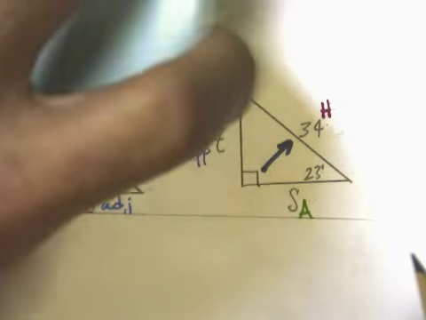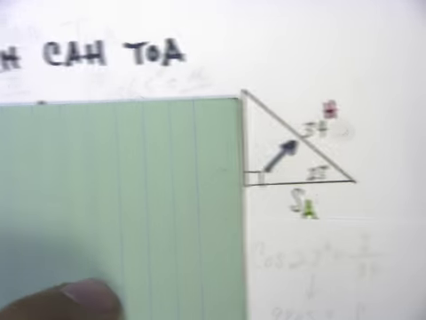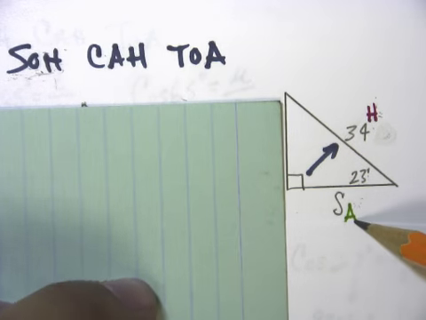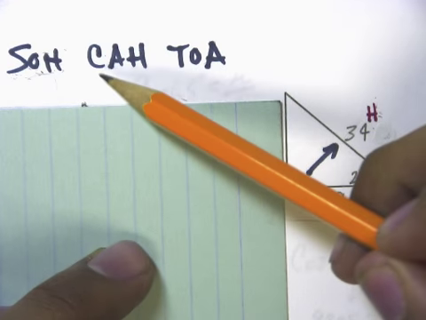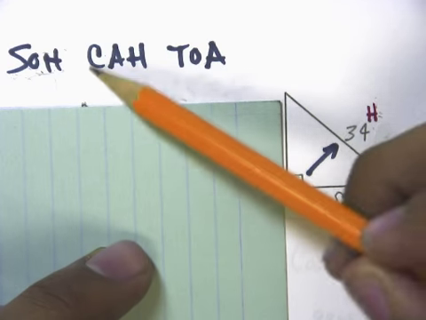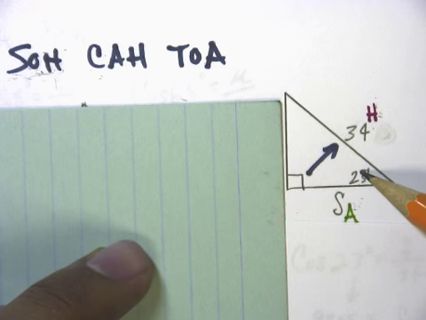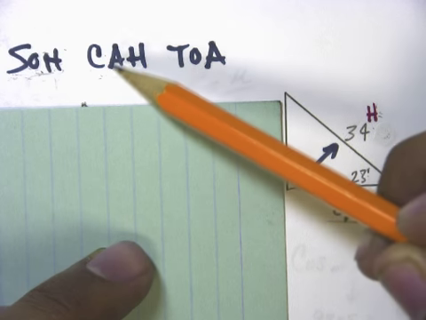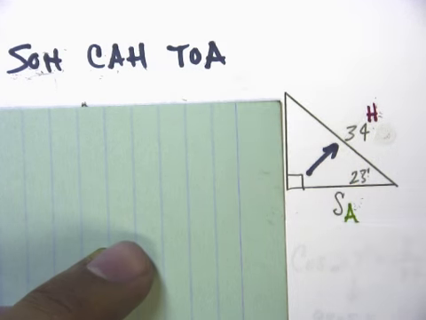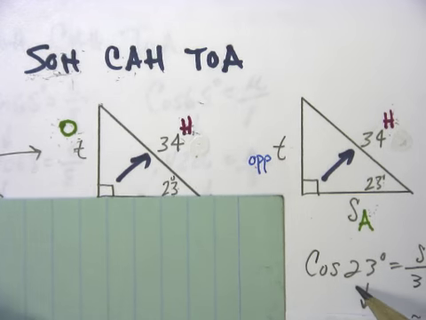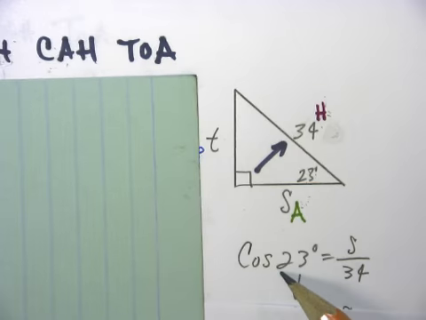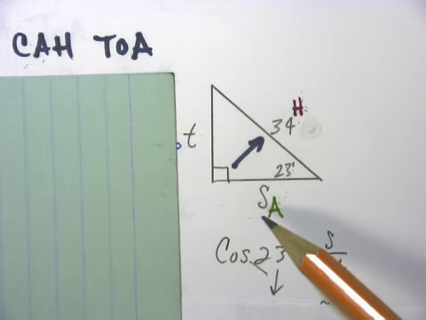In SOHCAHTOA, which one has the H and the A? It's going to be the cosine function. So the cosine of 23 degrees, cosine is adjacent over hypotenuse, right, guys? So it's going to be the cosine of 23.